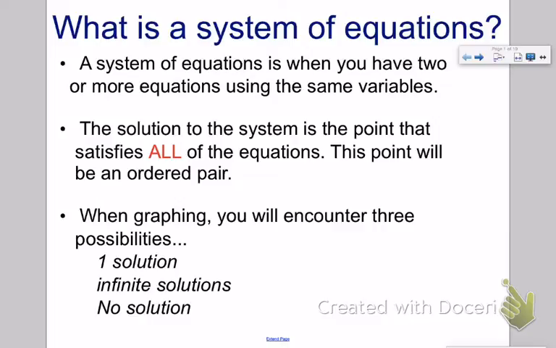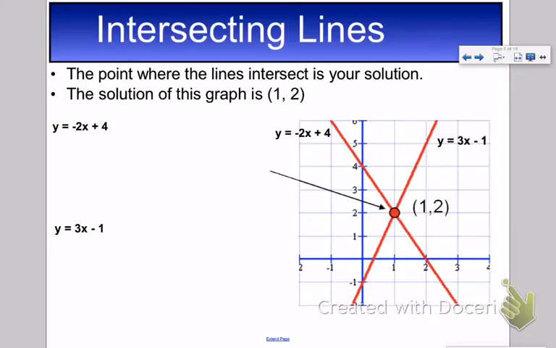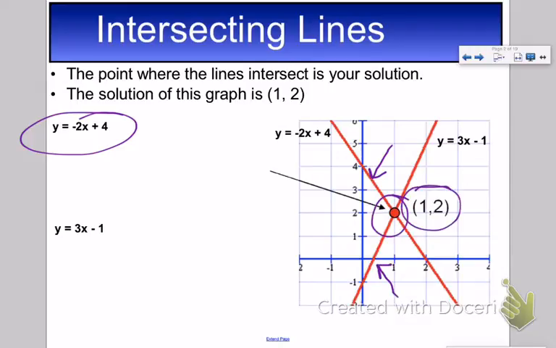When graphing, we encounter three possibilities: one solution, infinite solutions, or no solution. So if we have intersecting lines, that means we have one solution. If we look at this example, we have the graph of negative 2x plus 4 represented by this first line, and then 3x minus 1 represented by the second line. The solution is where they intersect, so that is at the point (1, 2).